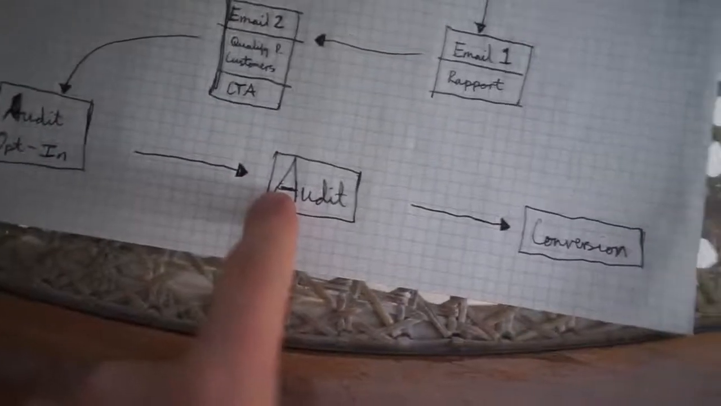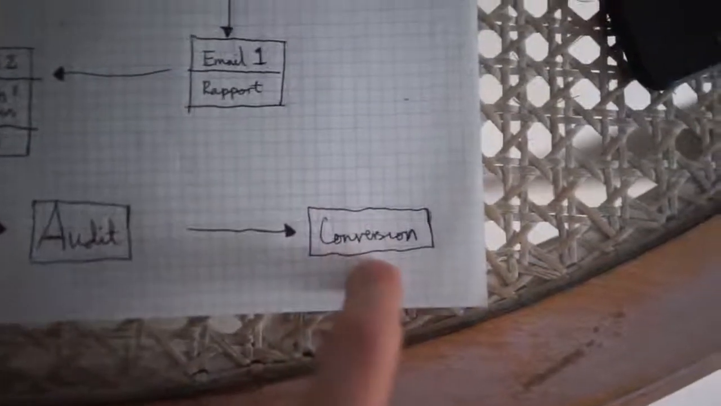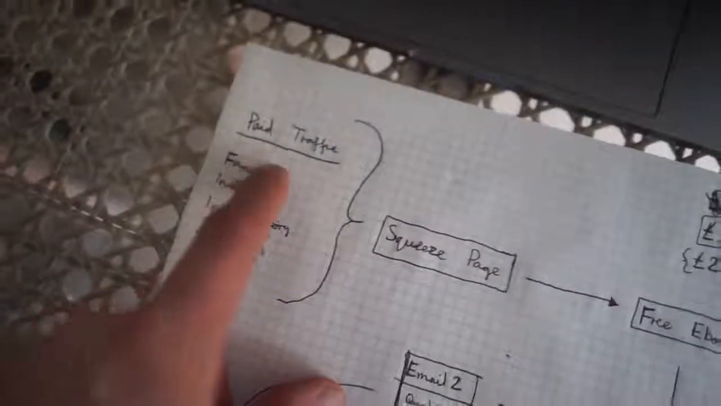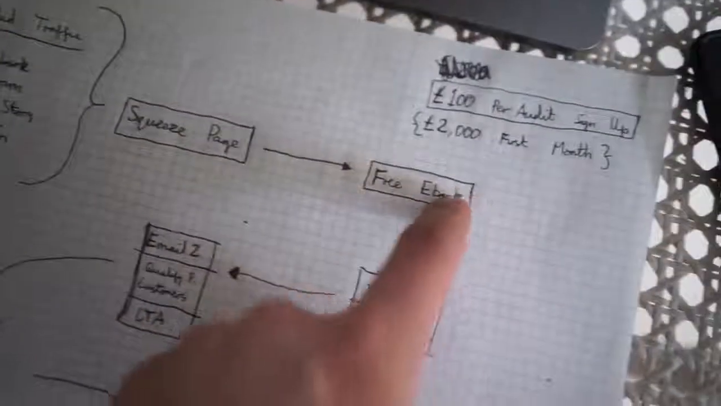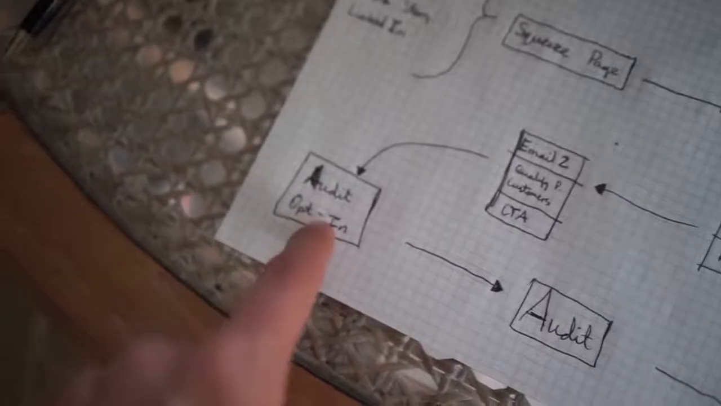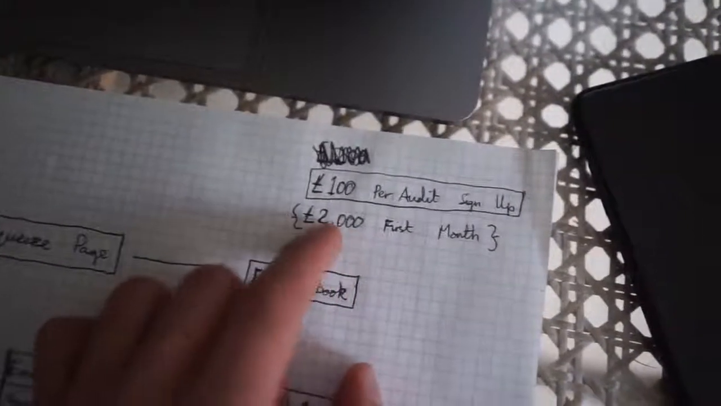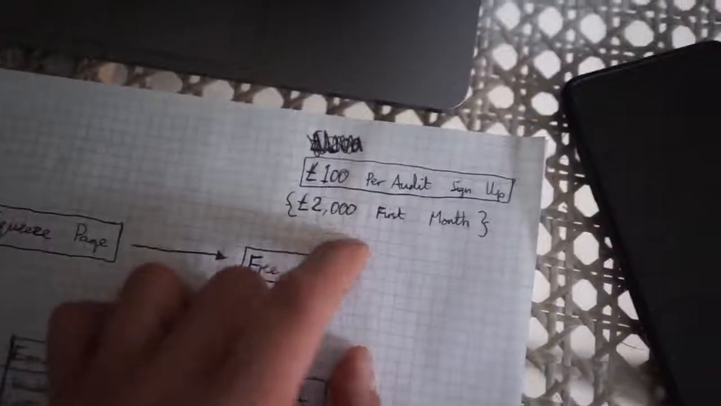Once I've audited them and I've sent them their audit, the only goal here is conversions. Now, another interesting point is I'm willing to pay £100 per audit sign up. So for them to pay for this traffic, to get them through this squeeze page, to get them through the free ebook, the emails, and eventually get them to opt into my audit, I'm willing to spend up to £100. The reason is because I know a client is worth on average £2,000 to me in the first month alone.